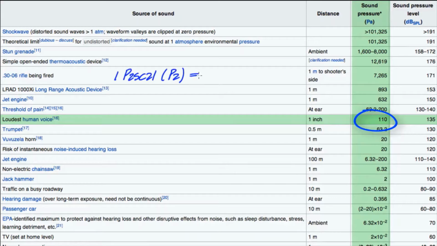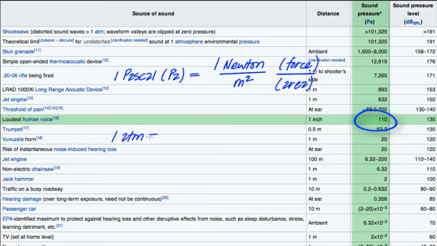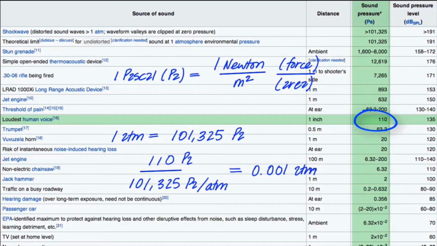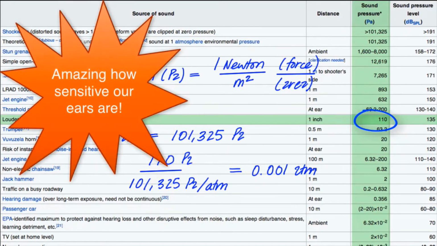Now, a pascal is a unit of pressure, and atmospheric pressure is 101,325 pascals. So the pressure variation from a loud human is a little more than 1,000th of normal atmospheric pressure. We cannot feel this pressure difference, but we can hear it.